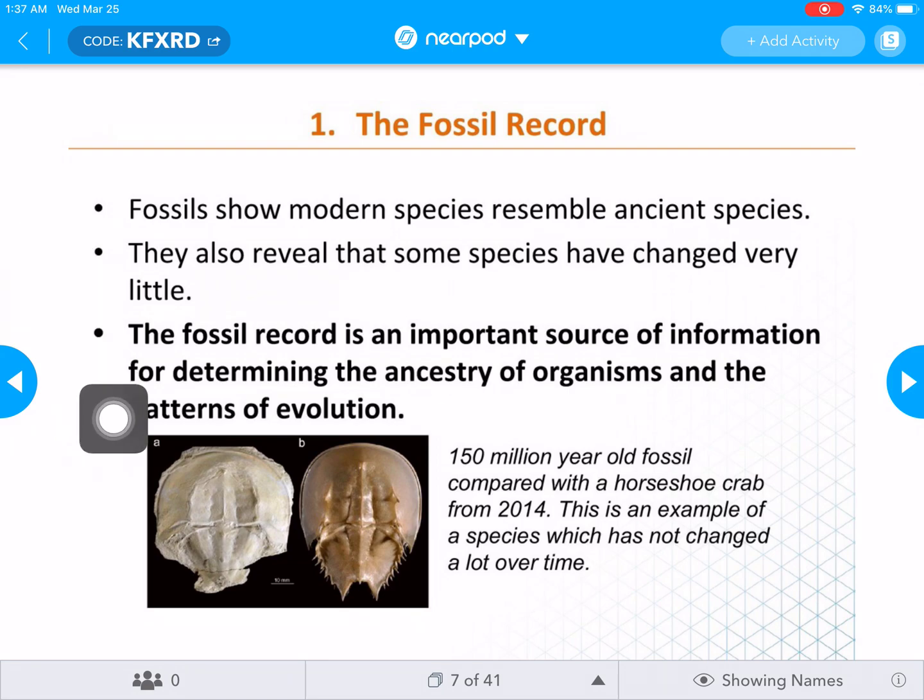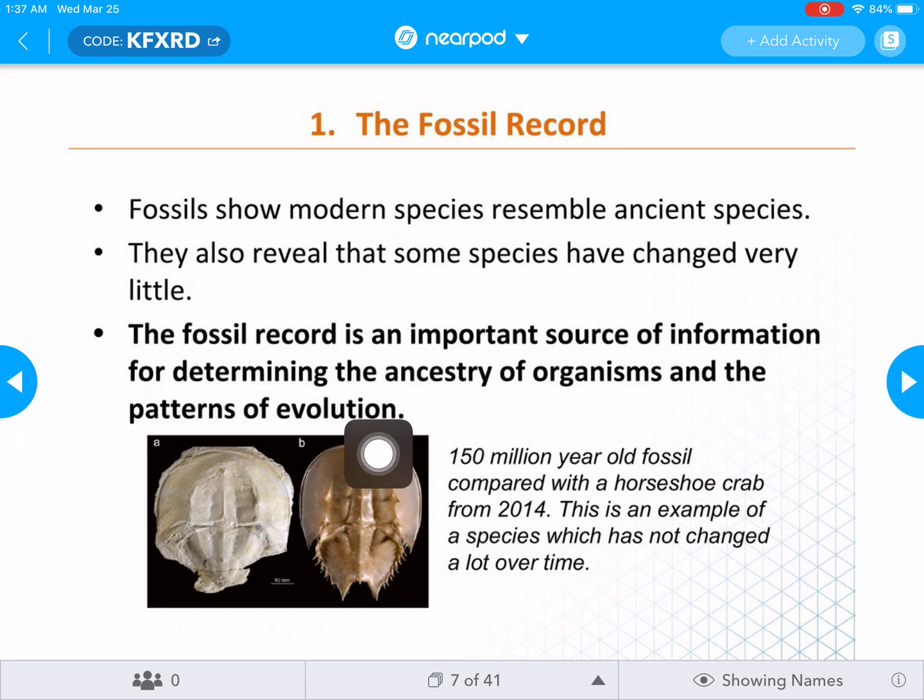So if you look over here, this is the horseshoe crab. This is a horseshoe crab from approximately 150 million years ago. This is its fossil, and this is a horseshoe crab today. You can see that clearly it hasn't felt the need to evolve a whole lot, just because maybe it was very well suited to its environment a long time ago, and maybe it's still very well suited to its environment, still kind of looking the same.